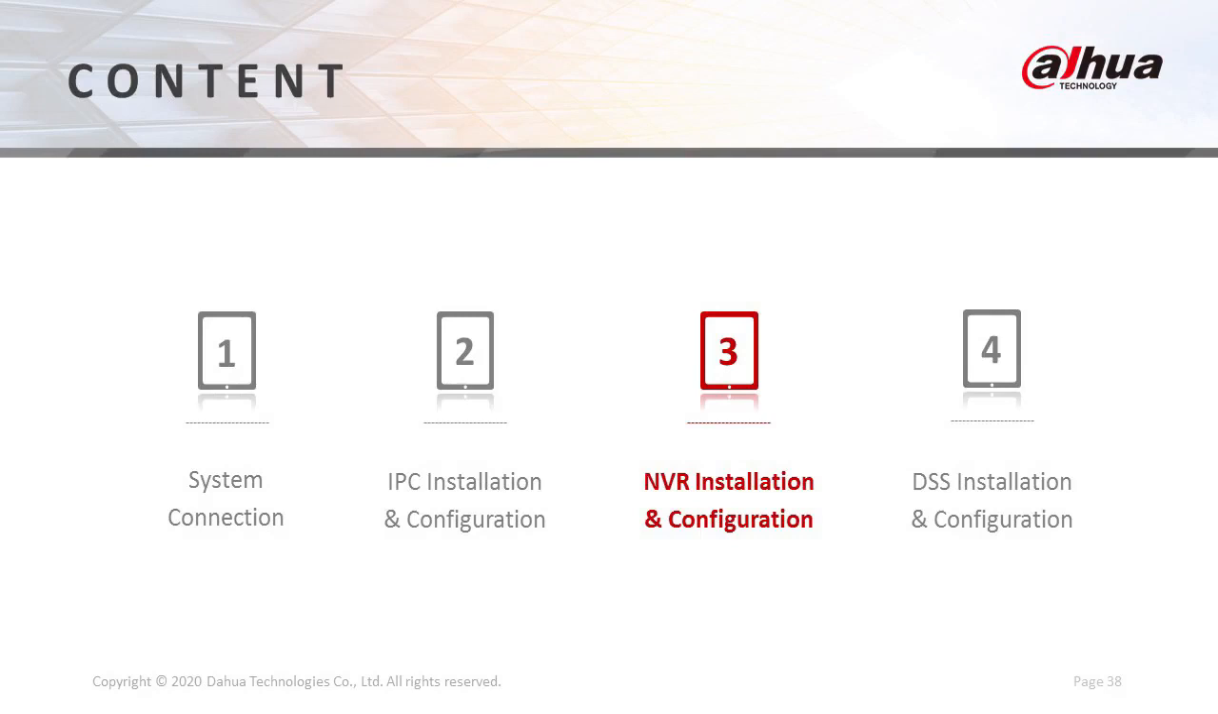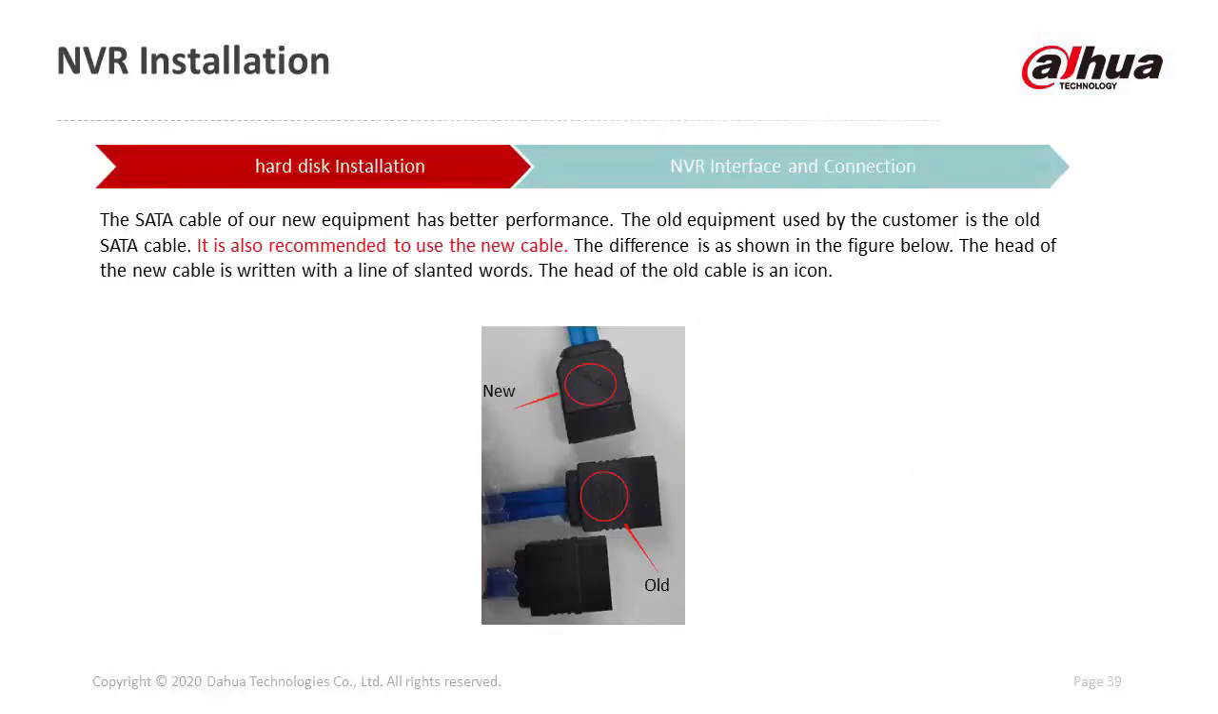Next is about NVR installation and configuration. For NVR installation, the most important part is hard disk installation. The SATA cable of our new equipment has better performance. It is recommended to use the new cable. The head of the new cable is written with a line of slanted words. The head of the old cable is an icon.